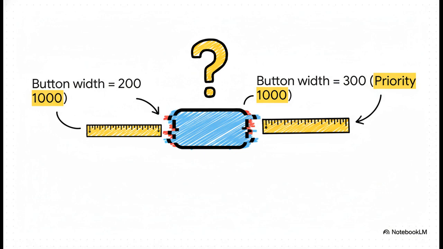Here's a super classic example. You've told the system 2 things, both with that required priority of 1,000. First, this button's width must be 200 points. Second, the exact same button's width must be 300 points. Well, a button can't be 2 different sizes at the same time, right? So Auto Layout has an impossible choice to make. That's when it throws its hands up in the air and floods your console with that error.